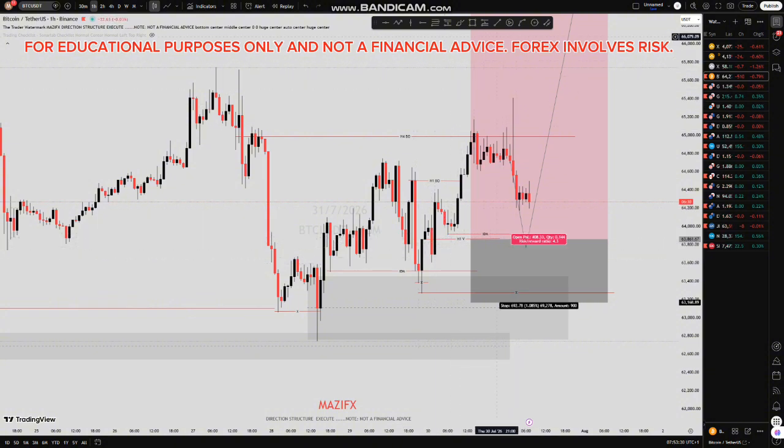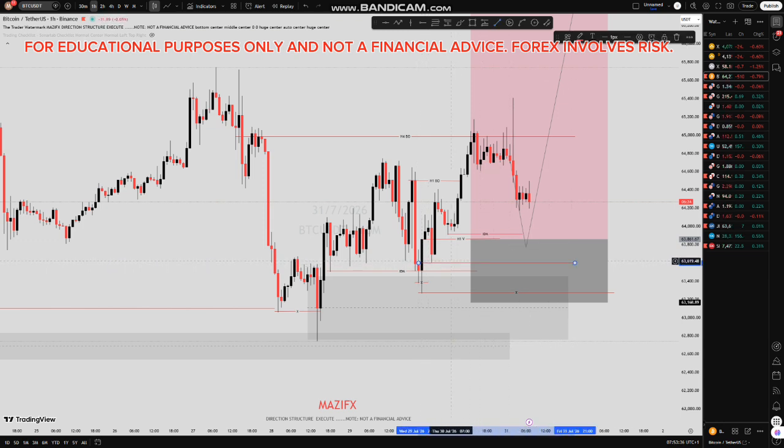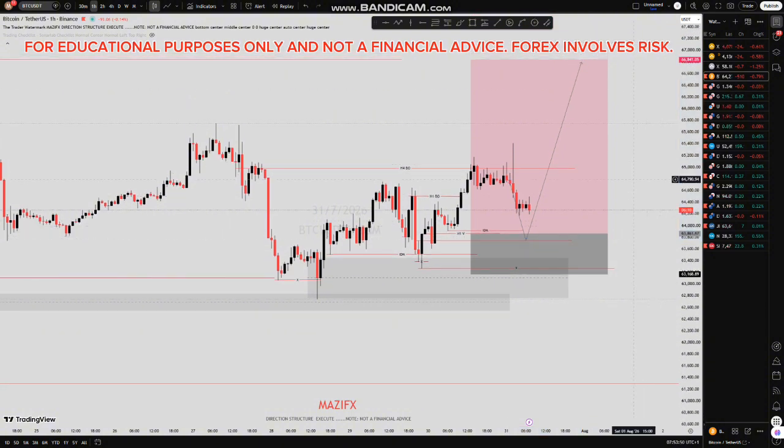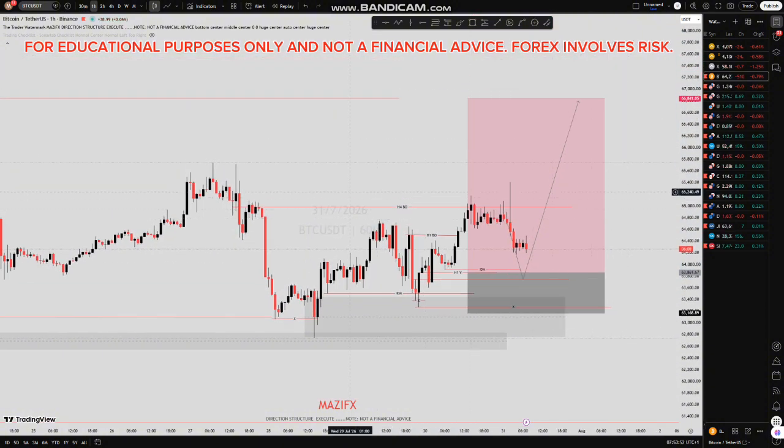So price can either come all the way to this order block zone here, or use the source candle. So maybe this, or just use the source candle and make the move to the upside. That's that for BTC.